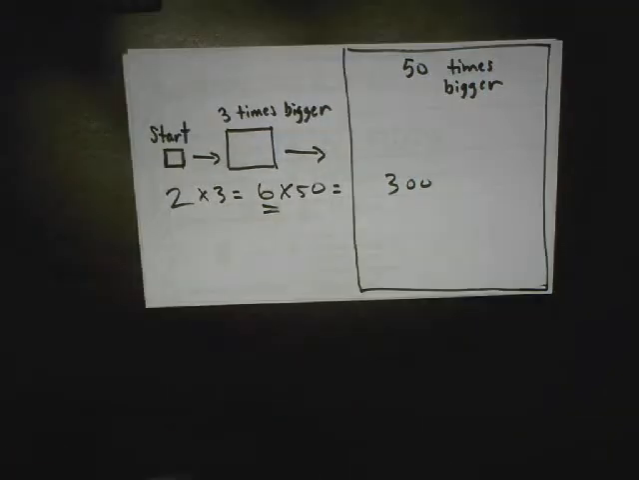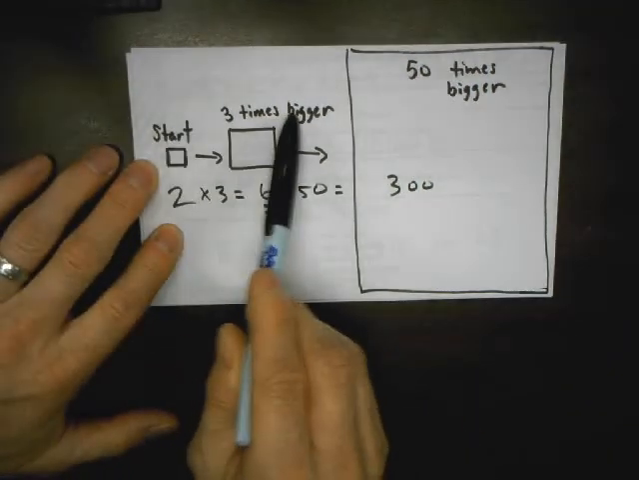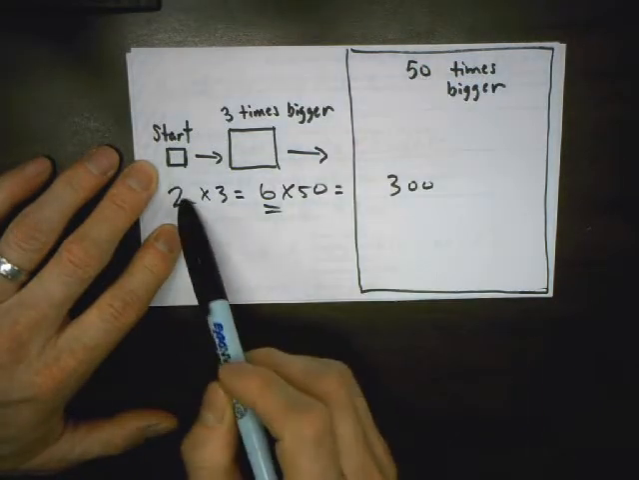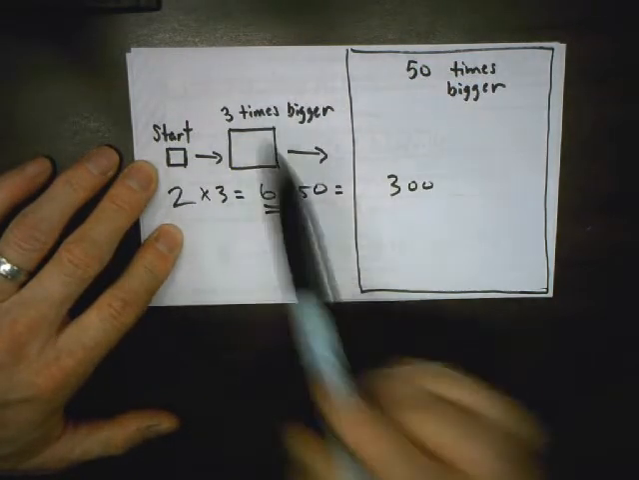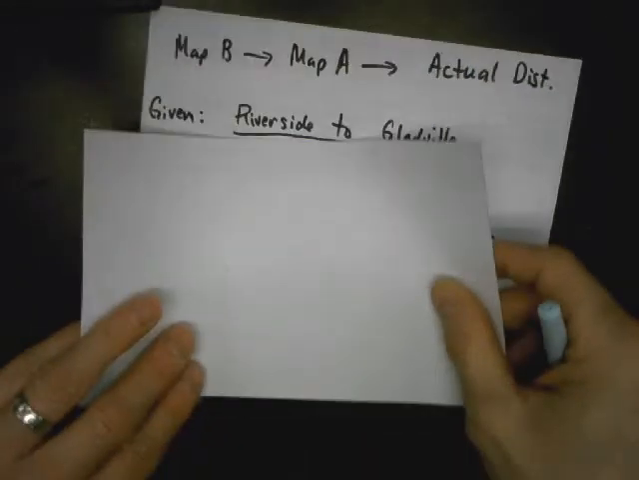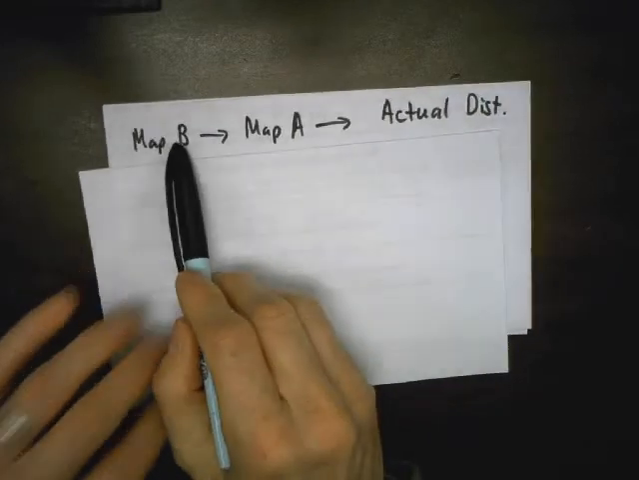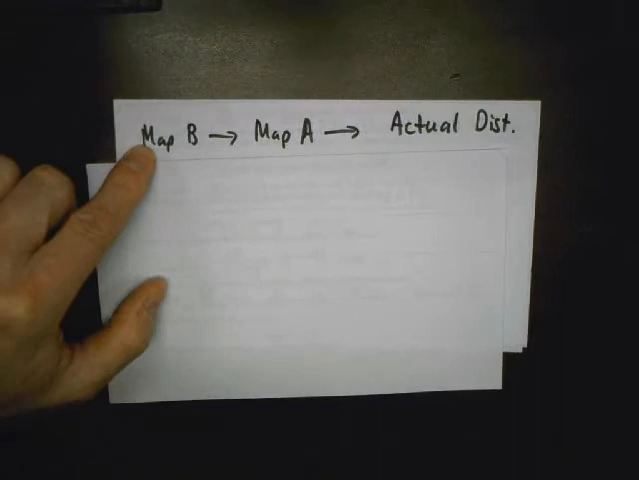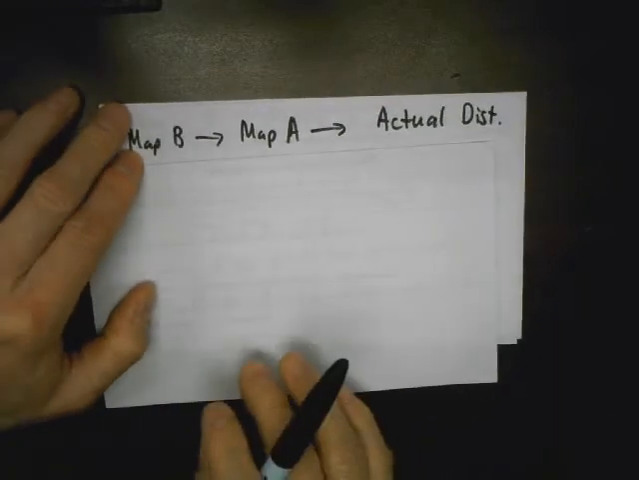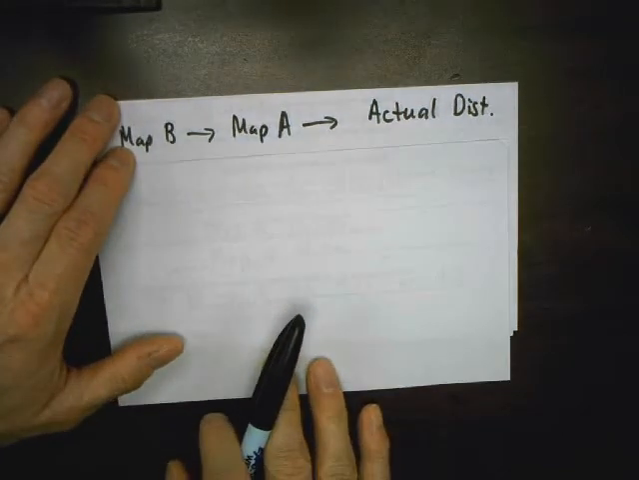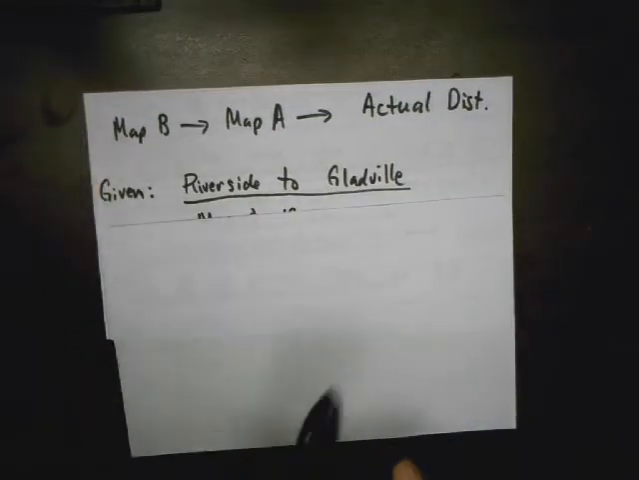The only difference is we got to find out that this is 3 times bigger. They already tell us this is 15 times bigger. And they give us this distance here. So we got to get this first. So that's our goal. How many times bigger is the second map than the first map? That's what we're doing. They tell us how long something is in map B. We have to figure out how many times bigger it is in map A, so we can multiply it, and then multiply it times how many times bigger it is in real life. So this is what we're going to do.